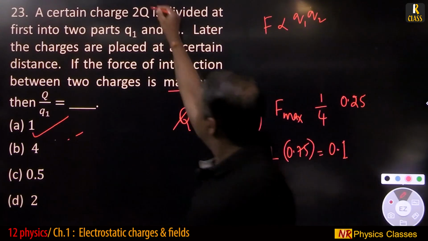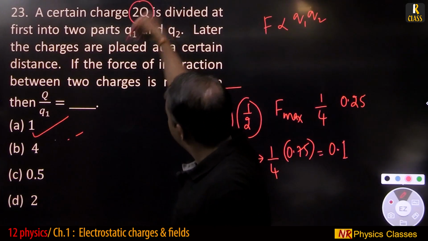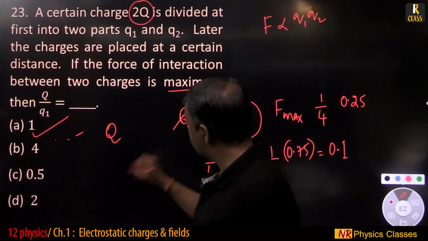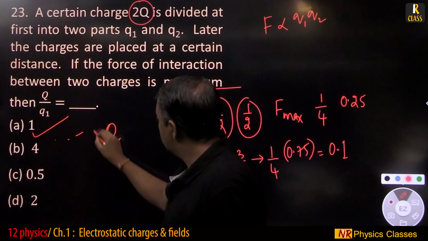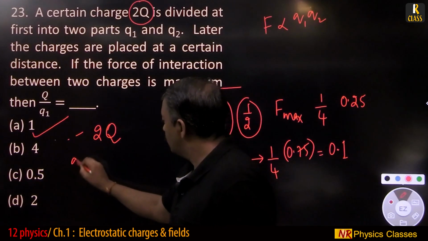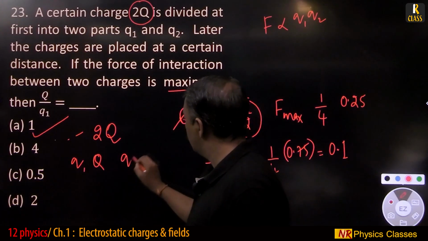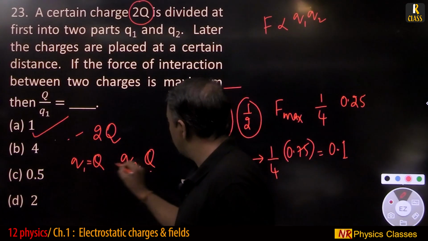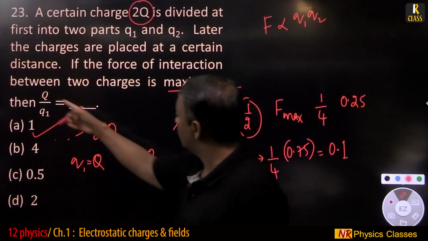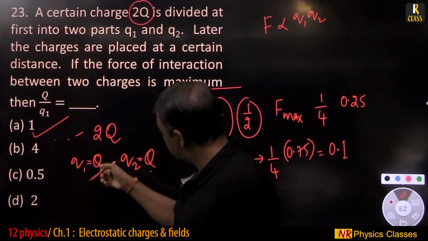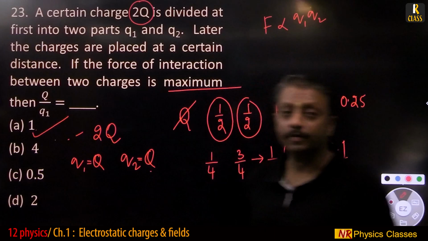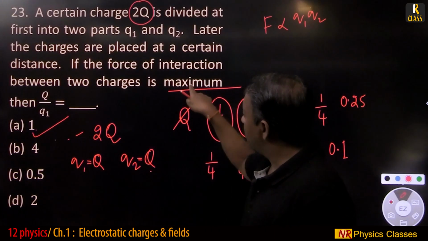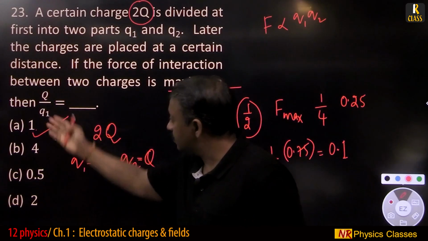Now, there is 2Q. Half of 2Q is Q. What is the remaining? That is also Q. So this is the total charge. Q1 is Q, Q2 is Q. Now, what is the ratio of Q to Q1? This to this is 1. That is the meaning of the problem. So as soon as we find maximum, this ratio should be 1.